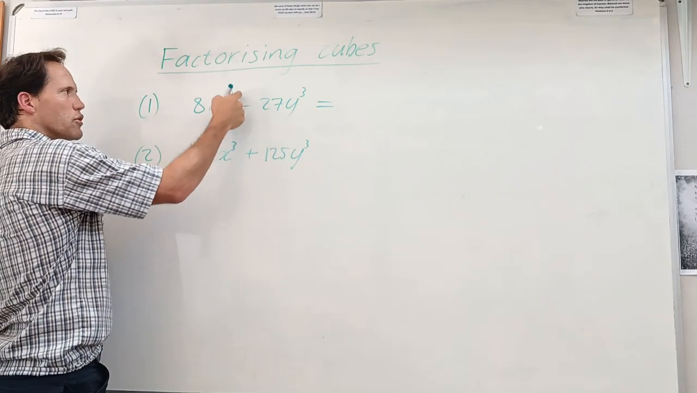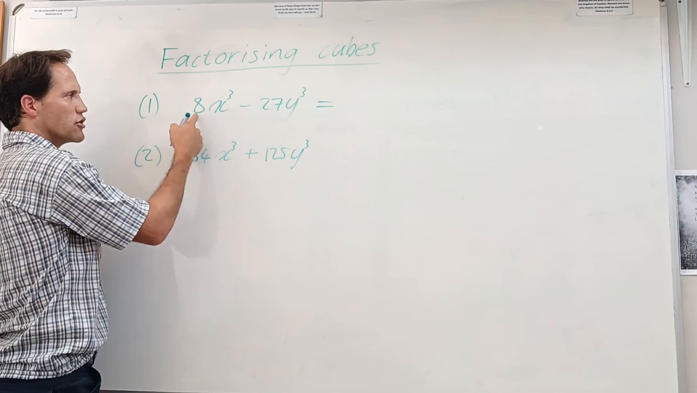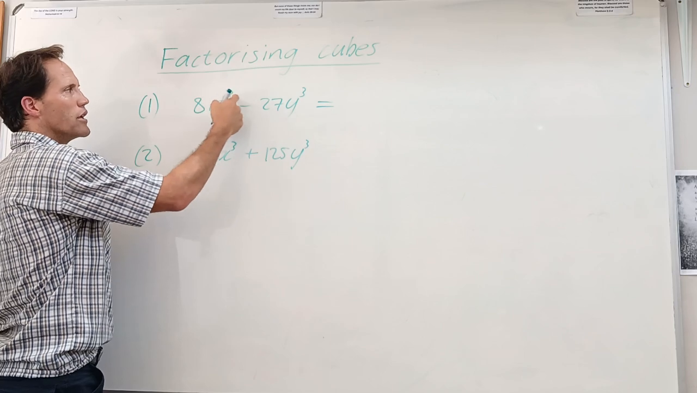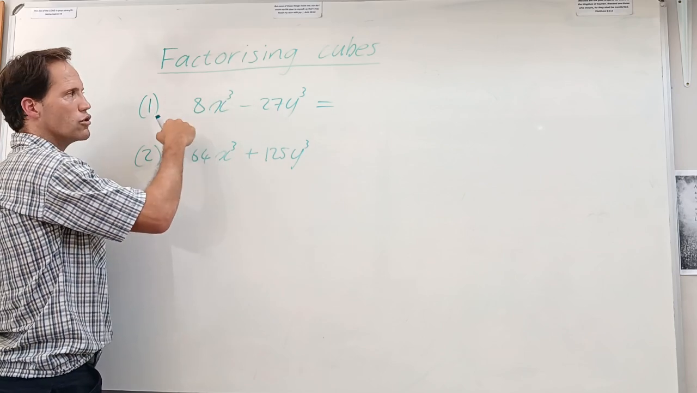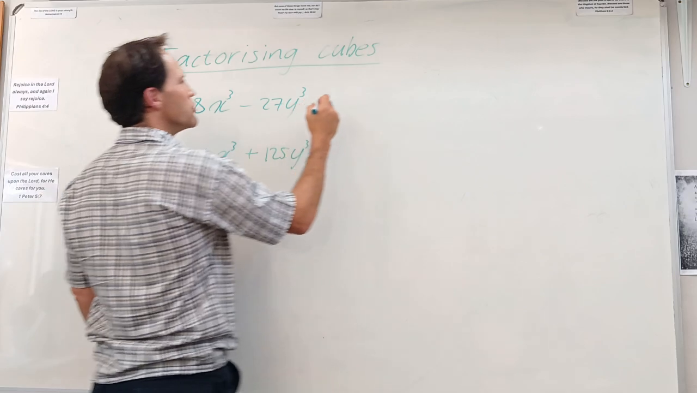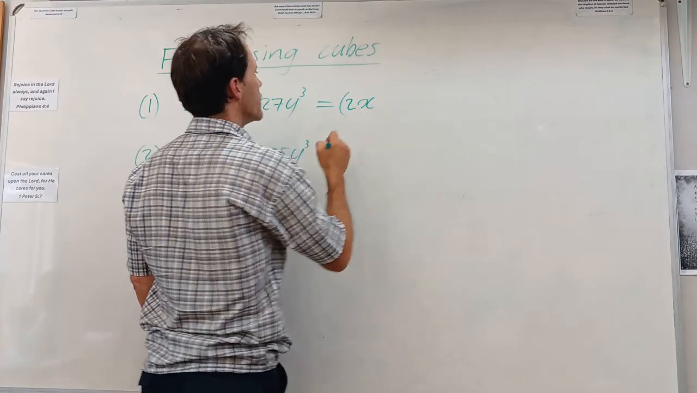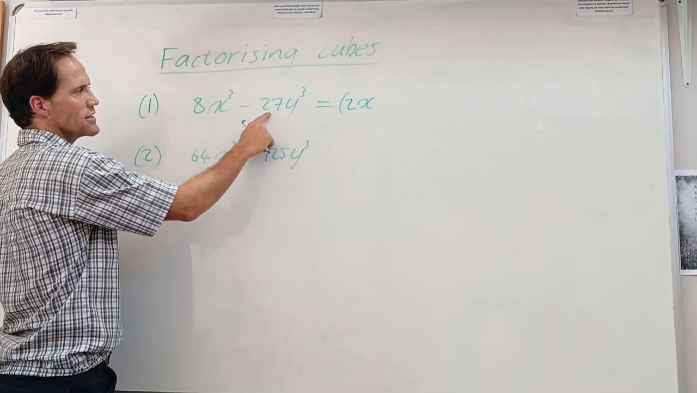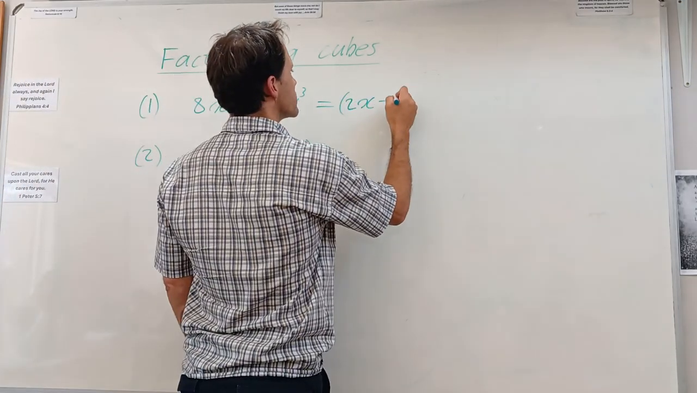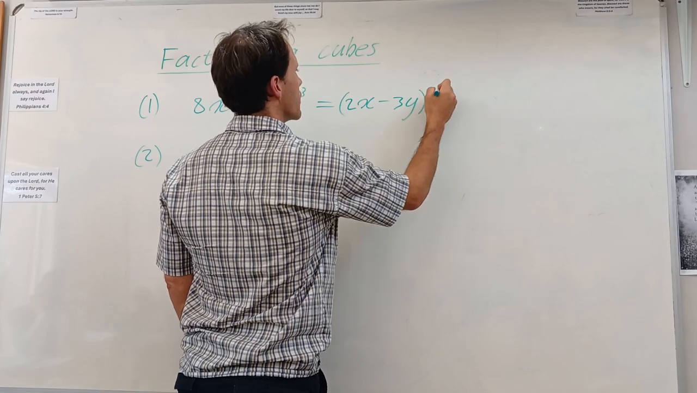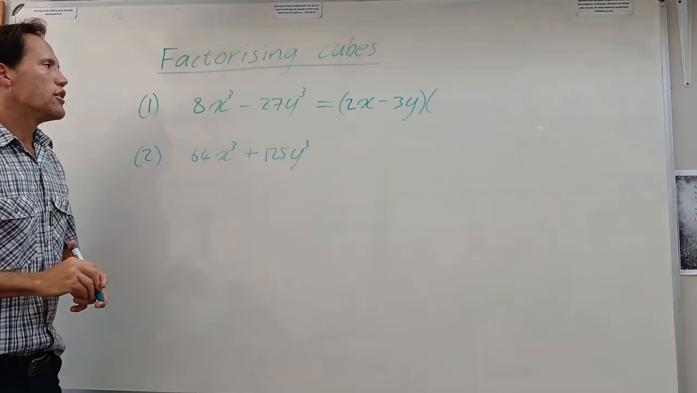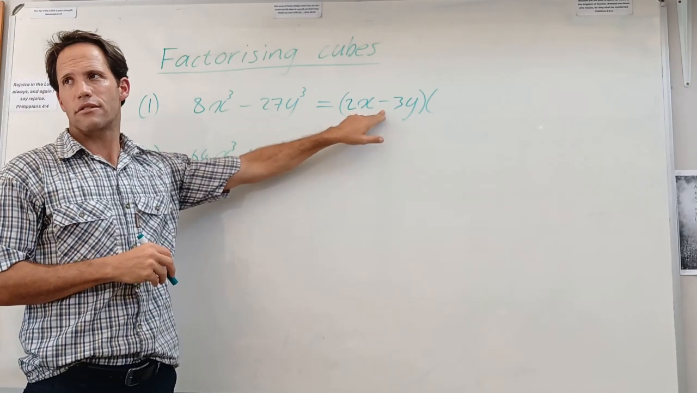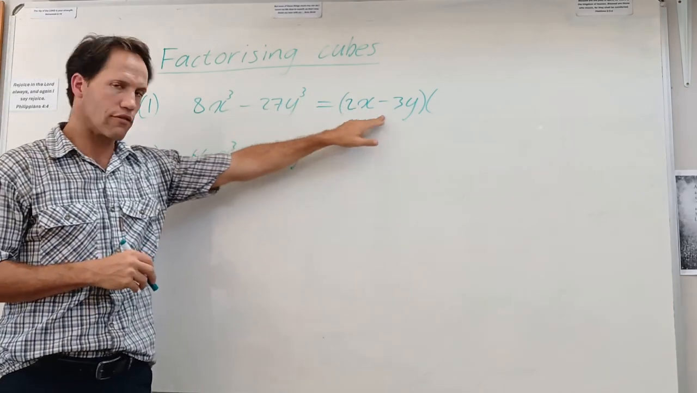You take the cube root of this. You can even check on a calculator, what's the cube root of 8? It's 2. And obviously you take the exponent and divide it by 3 when you want the cube root. So it's just going to be 2x. And then the cube root of 27y to the power 3. The cube root of 27 is 3, so it's going to be minus 3y. Because it's minus, you put in the minus. If it's minus, you start with a minus.